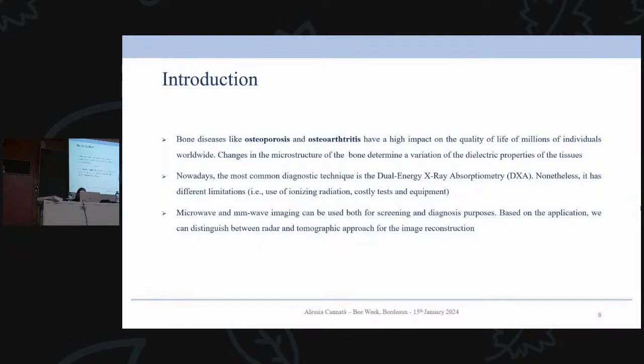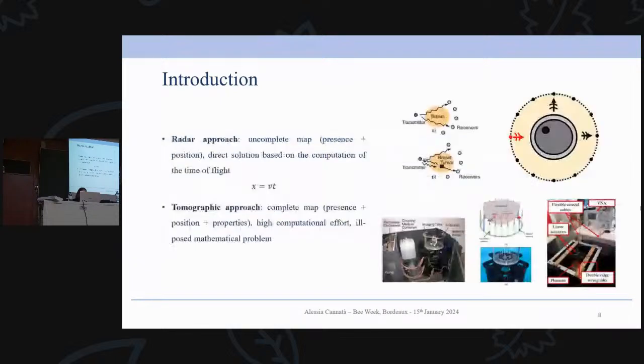Okay, let's see something technical. If we have a system based on antennas, we can reconstruct the image with two approaches. The first one is the radar approach, and the second one is the tomographic approach. Through the first one, which is the easier, we can retrieve an incomplete map of our field of view.